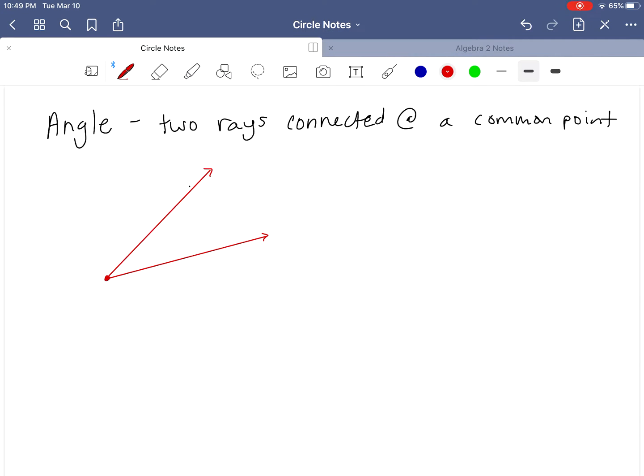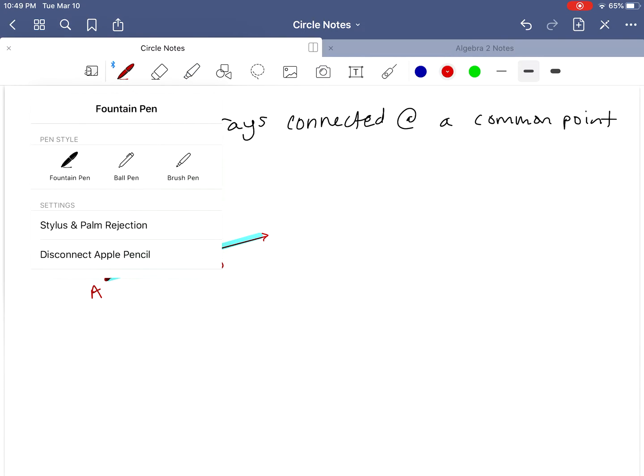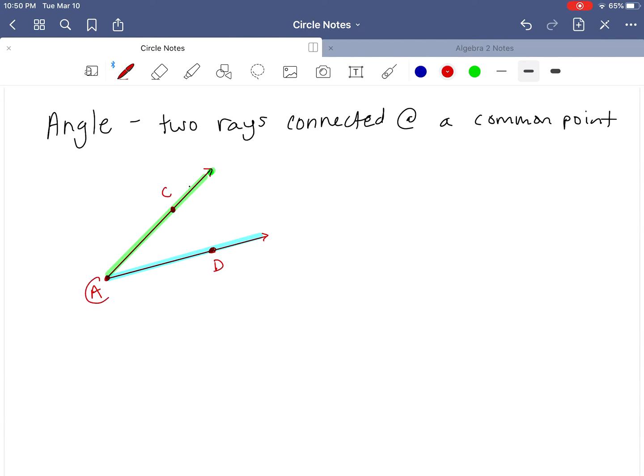We connected them at one point, so maybe we call that point A. And on the top ray, we'd call that AC. So there's my first ray. Okay. And then the second ray that we made was AD. Okay, so that's this ray right here. And notice that the point where they connect, that is called the vertex. So if you ever see in your lesson where they refer to the vertex of an angle, that's the middle point. That's the point where the two rays touch, okay?